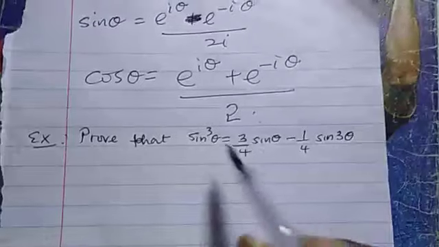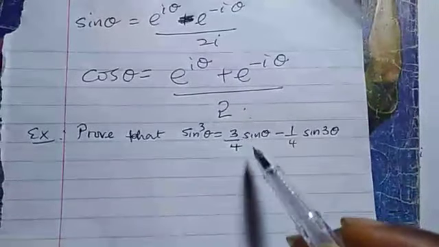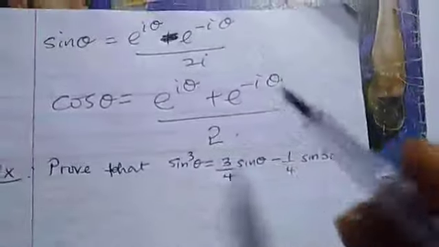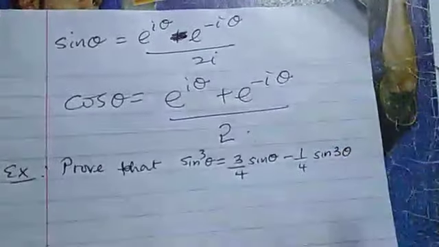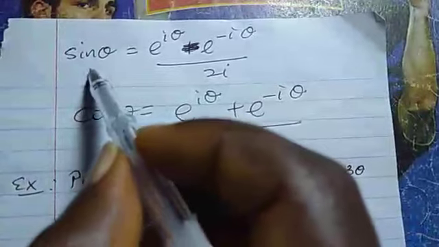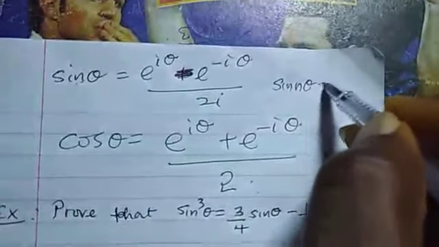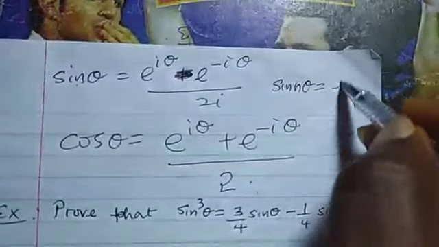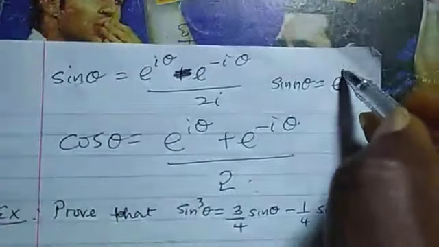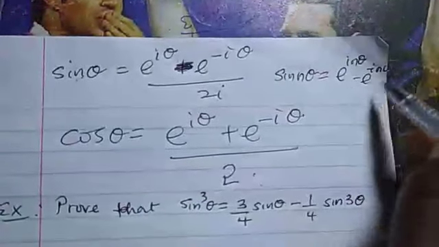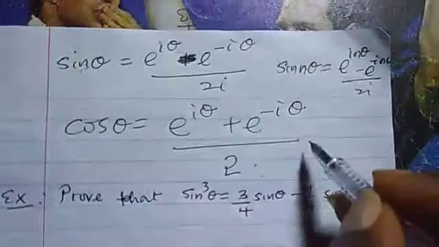Example. We prove that sine cube theta is equal to 3 over 4 sine theta minus 1 over 4 sine 3 theta. This is a trigonometric proof, but we can apply complex numbers in proving it as well. So we need to apply this. We just need to know that sine theta is this. So in that case, sine n theta, whatever n will be, you only need to put n there. This is exponential i n theta minus exponential minus i n theta over 2i.